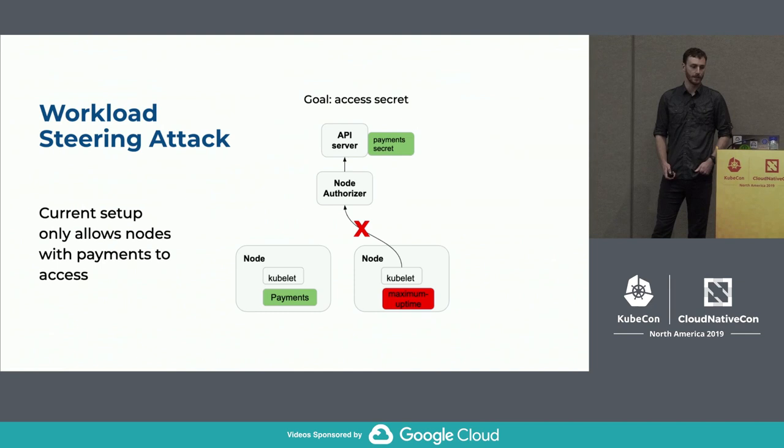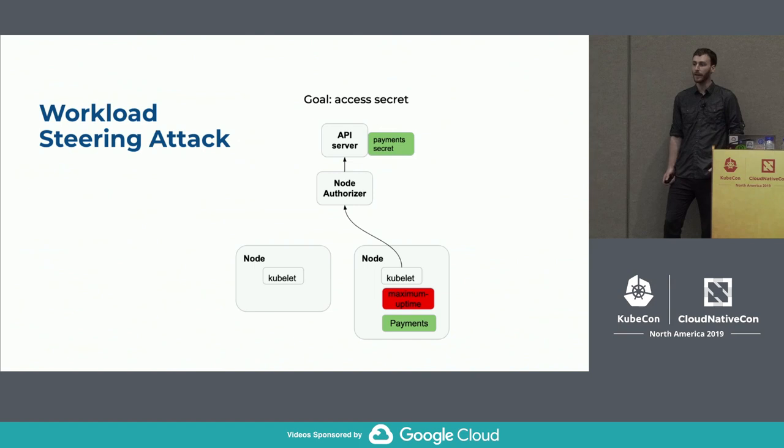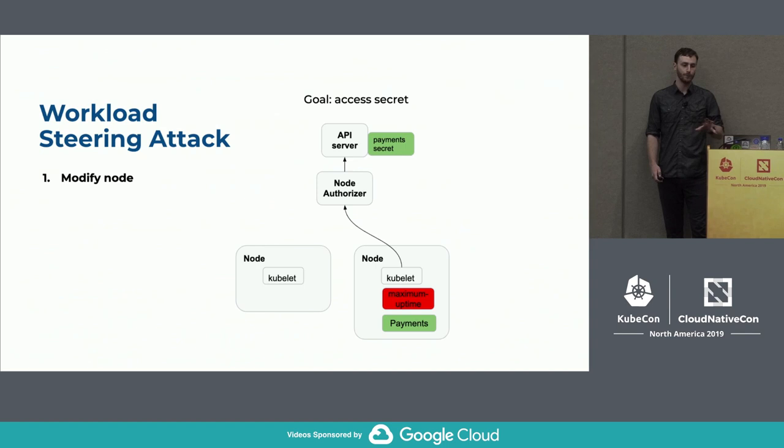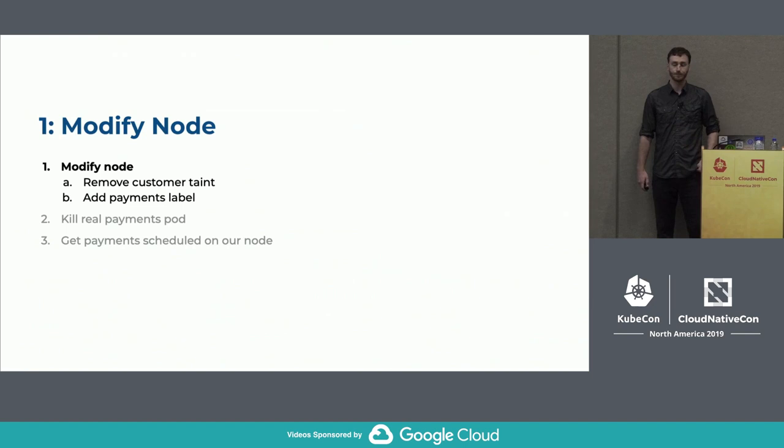And so the goal of this attack is actually going to be, what if we can get that payments pod to reschedule onto the attacker node? Then the node authorizer would say, okay, you have access to the payments secret, so I'll let you access it. So that's going to be the first step of the attack. We have to modify the node so that the payments pod can be scheduled onto that node. From there, we'll kill off the real payments pod and then let it be rescheduled to the node. So let's take a look at that first step.